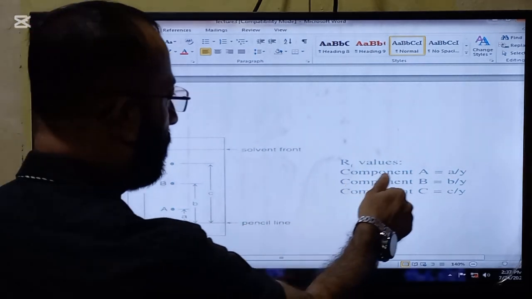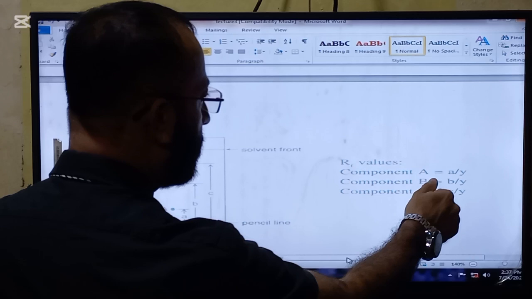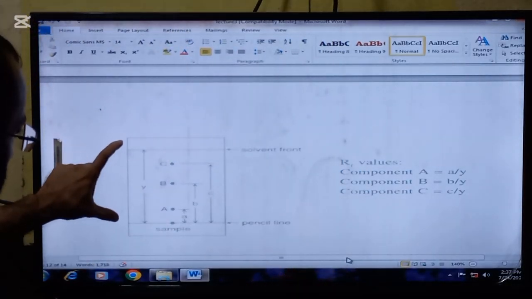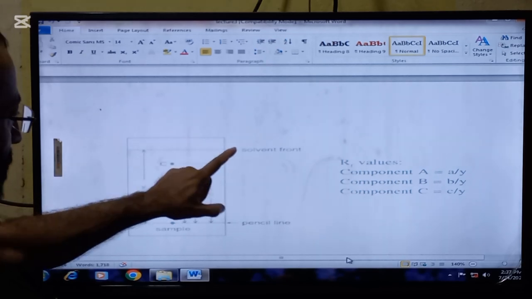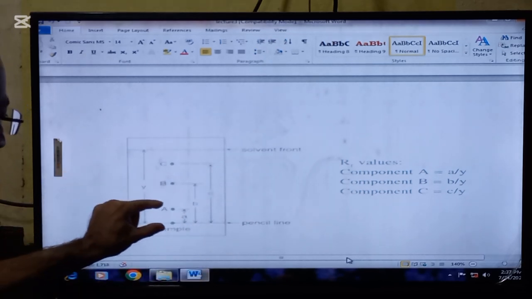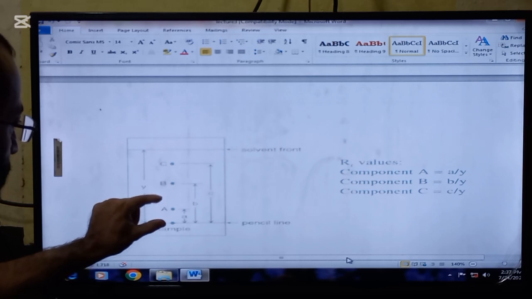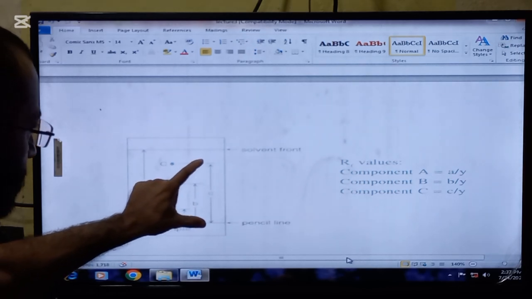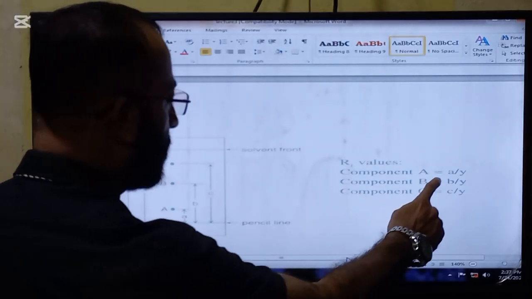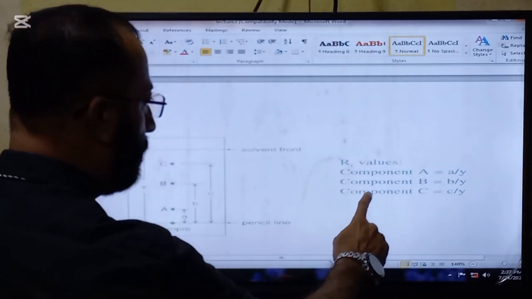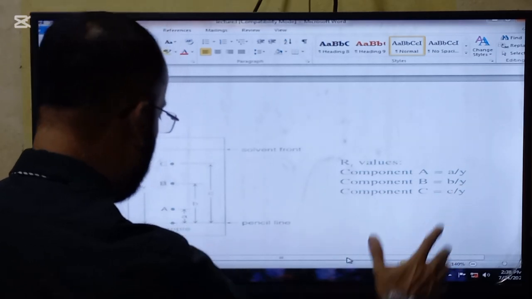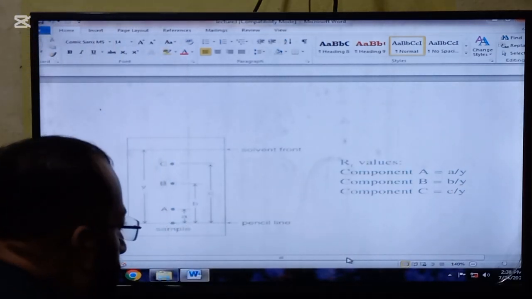Okay, RF value of component A is equal to A over Y. So here is the distance between the solvent front and the pencil line. So this is the total distance, and this is the distance of A, this is the distance of B, and this is the distance of C. So RF value of A is equal to A over Y, RF value of B is B over Y, and RF value of C is C over Y. So look further now.